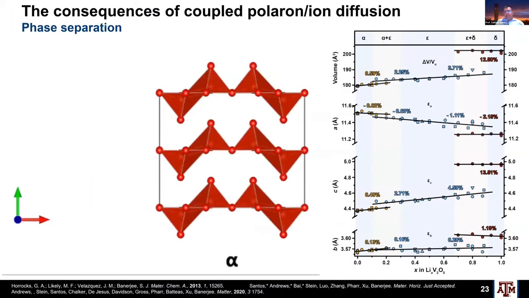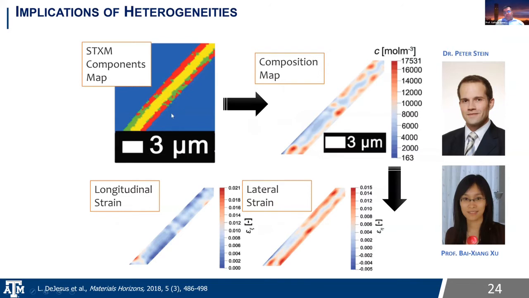So why is this a bad thing? Why is this important? So you can take the StickSim map that I showed you a couple of slides back. You can convert that into a composition map, and then that can be converted into a stress and strain map. This is work we've done with Baishang Shu's group at TU Darmstadt. And so even within a single particle, as a result of the heterogeneities that happen. So if you've got a large volume change happening as a result of lithium ions entering, it's not a problem as long as the particle homogeneously changes volume. But that's not what happens.